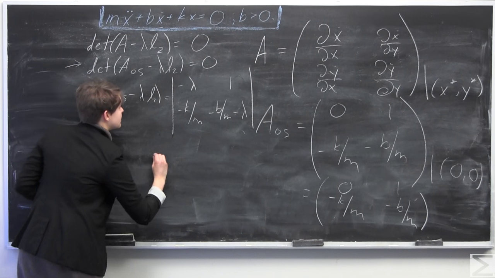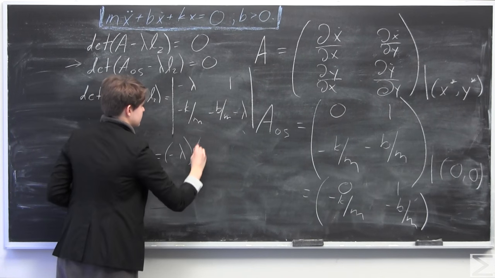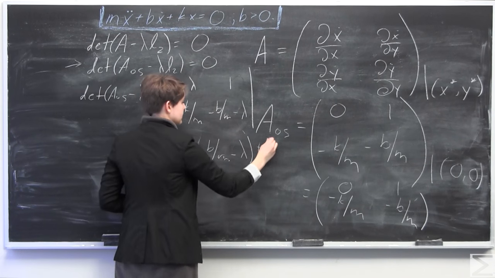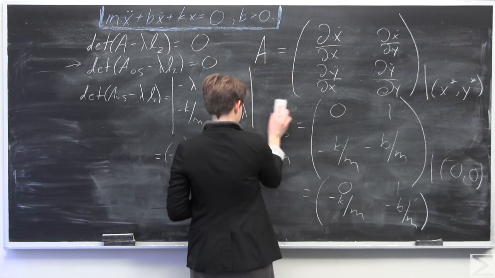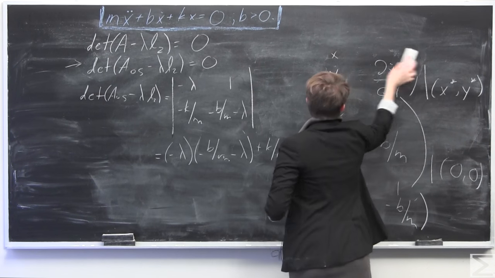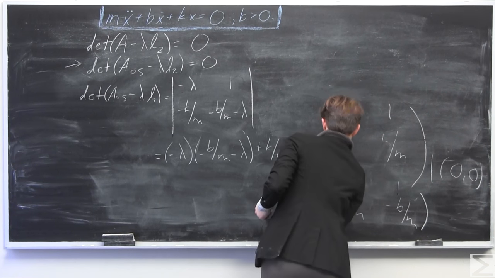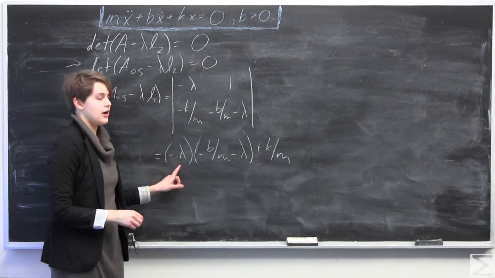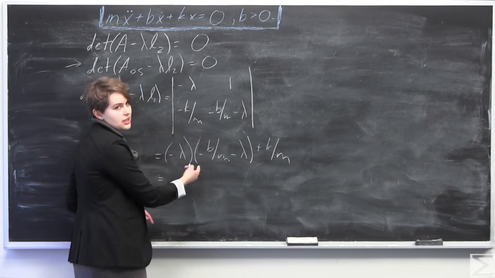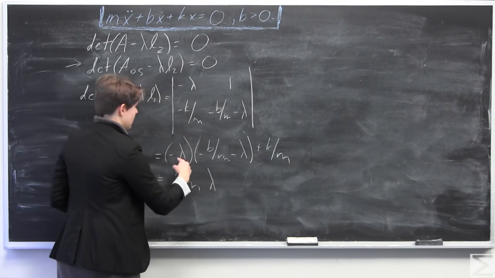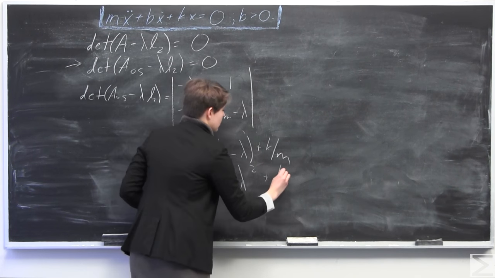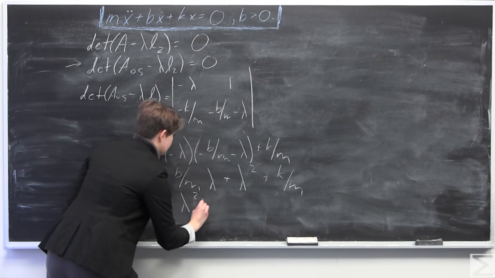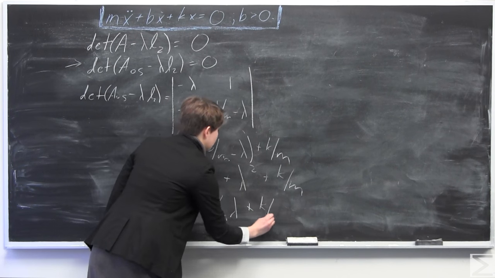So the determinant equals negative lambda times negative b over m minus lambda, minus negative k over m times 1. So this is just plus k over m. I'll erase this over here so it's not all jumbled up. Now I'm going to multiply across the negative lambda. Negative lambda times negative b over m is b over m lambda. Negative lambda times negative lambda is plus lambda squared, plus k over m. Putting this in order of decreasing exponents, we have lambda squared plus b over m lambda plus k over m.